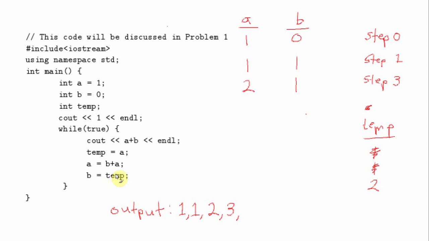Wait, sorry. It's kind of hard to keep track of the counter here in my head. So this is the line that we're on. A is getting set to b plus a, which is 3. And now b is getting set to temp, which is 2. Now we've reached the end of the program. Maybe I should erase this little dash here.